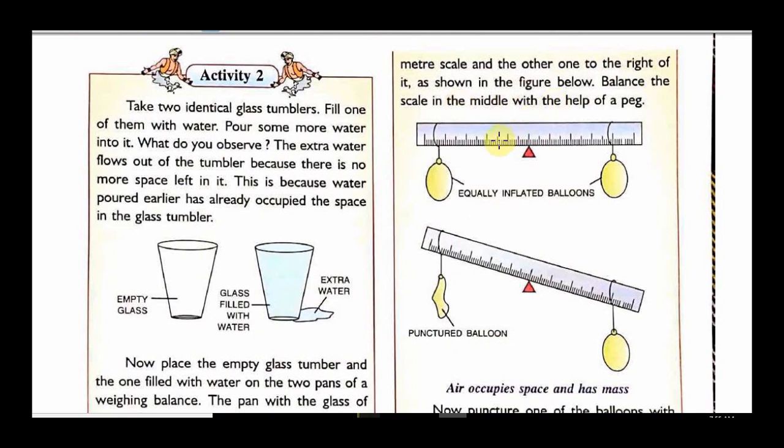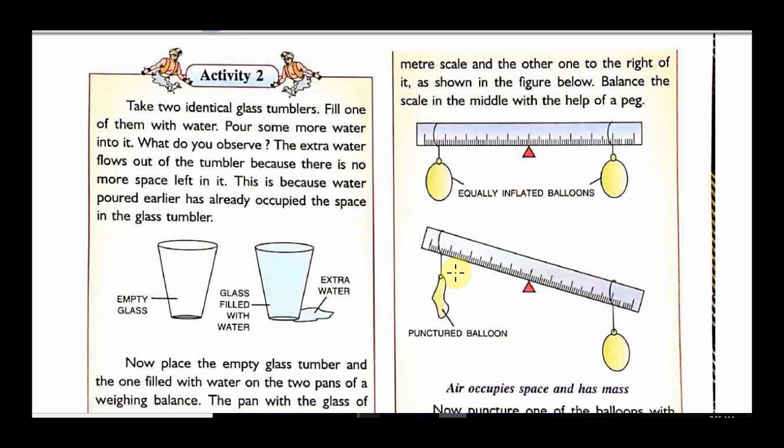Now students, please follow the mouse cursor. You can see one balloon is here and another balloon is here. If the balloons were equally inflated, they contain an equal amount of air, so the scale is balanced. You can see the balance. This is the balance in horizontal position.